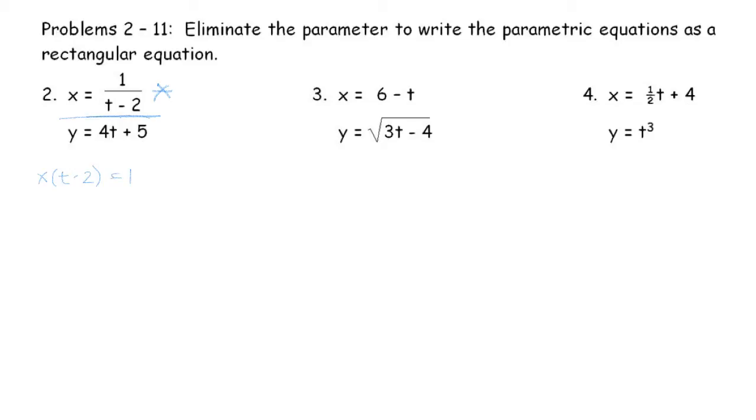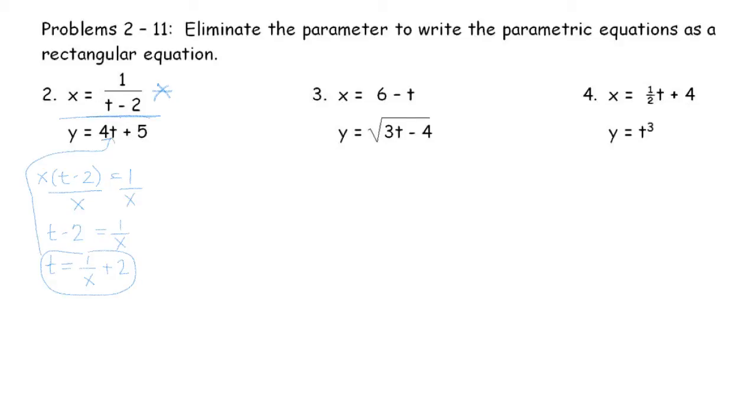And then here I would divide both sides by x. And so I have t minus 2 is equal to 1 over x. And then we do want to add 2 over to the other side. So I have t equals 1 over x plus 2. And now what we're going to do is take this t value and go all the way back to y and plug it into this y equation.